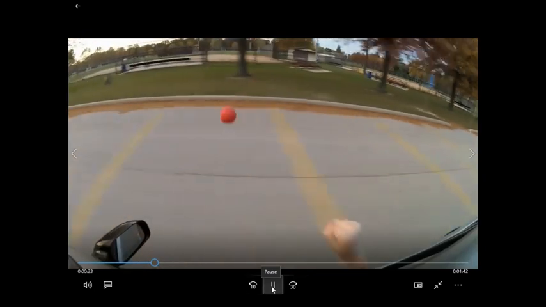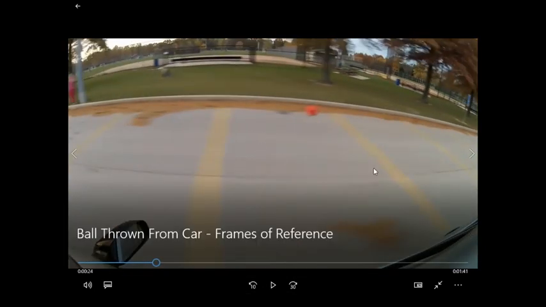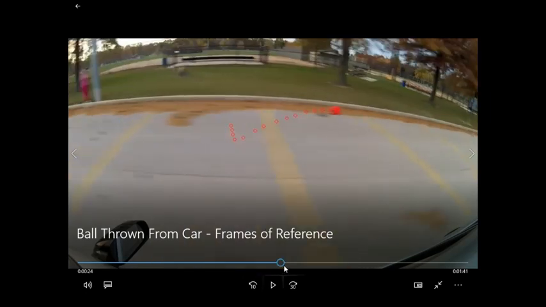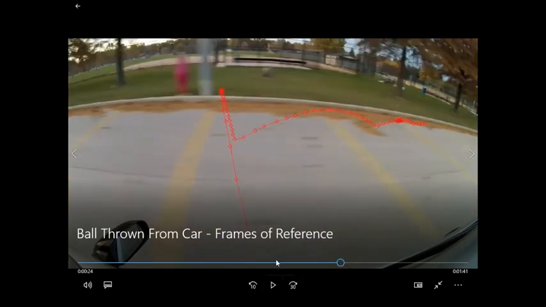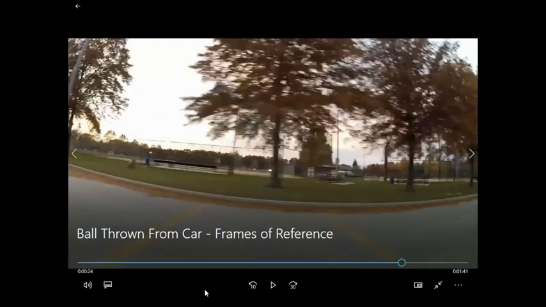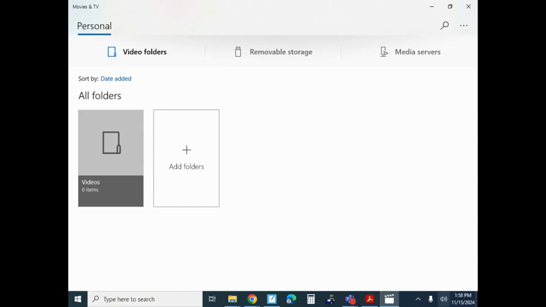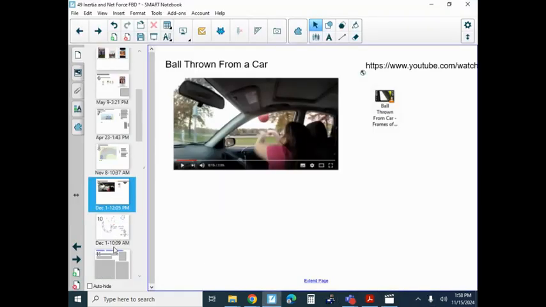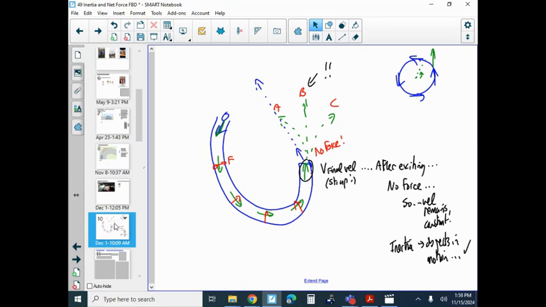So visualize the ball going straight out from your point of view, but traveling on an angle relative to the ground, right? And so they show the different paths and so on. But anyways, I don't need to keep going with that one. Just trying to get you to think about inertia in different situations.